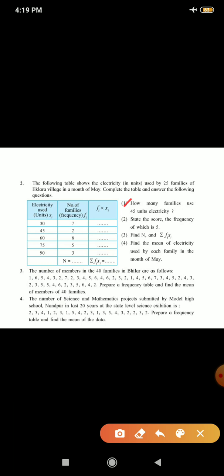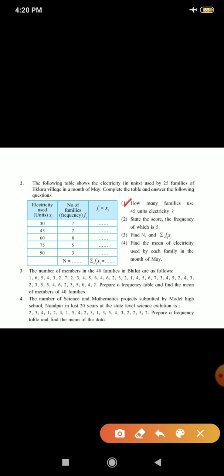Now, find n, that is the total number, and summation fi xi. So, n as we have found out is 25 and sigma fi into xi is 1425. Okay. Last question. Find the mean of the electricity used by each family in the month of May. So, how will you find it out? 1425 divided by 25. So, you will get it as 57. Okay. So, I hope you have followed this problem.